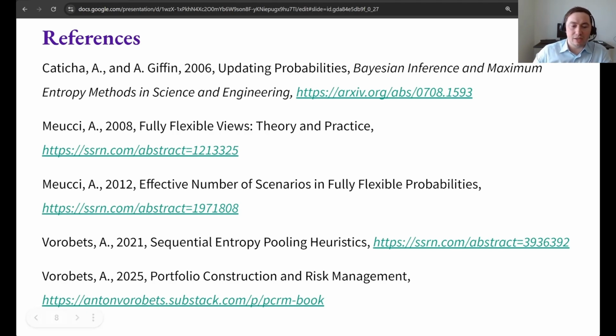But actually in the portfolio construction risk management book, I give a much more coherent presentation of entropy pooling and all the nuances and all the views. So I think you can look into that if you want the full presentation and not just the sequential algorithms.